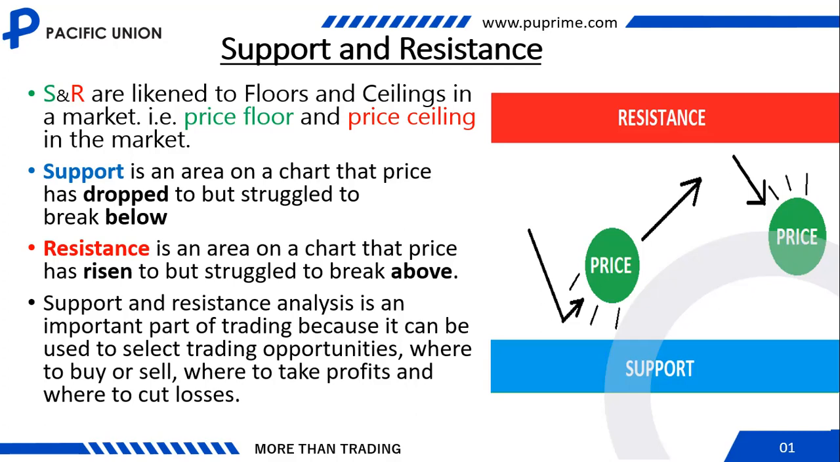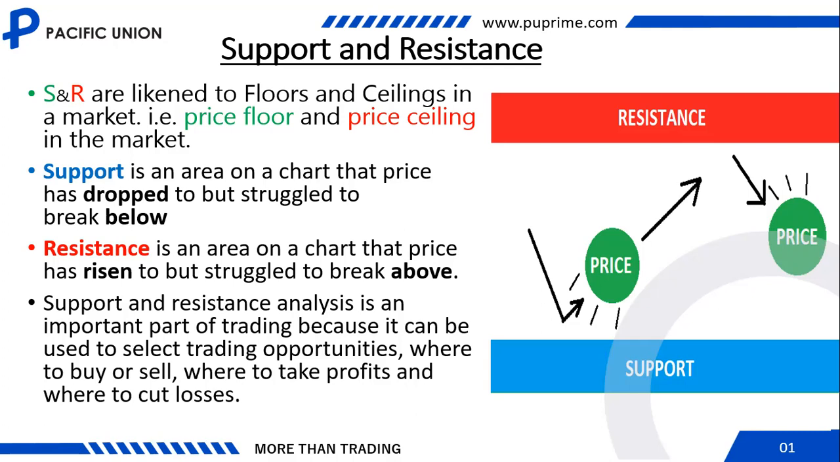So basically support is an area on your chart that price has dropped to but struggled to break below. Yes, so support is that area, that region, or that portion of your chart where price goes to that place, and instead of going lower, price refuses to break that place because there is a support area there. So later on, we'll be looking at what makes support support and what makes resistance resistance.